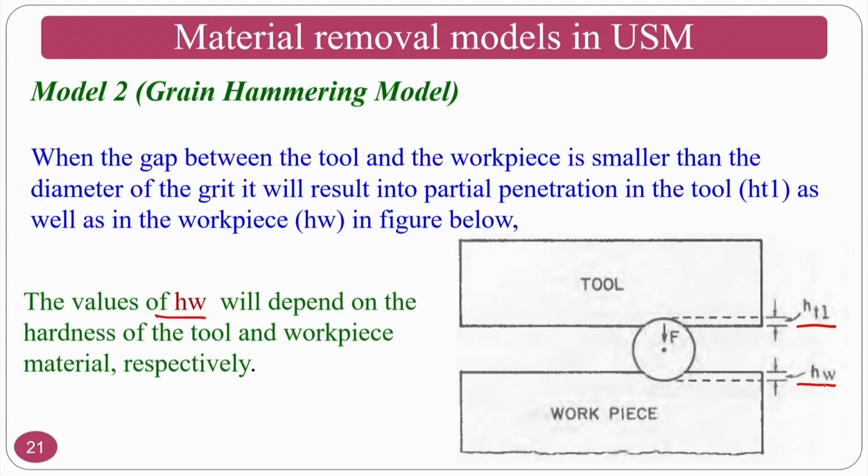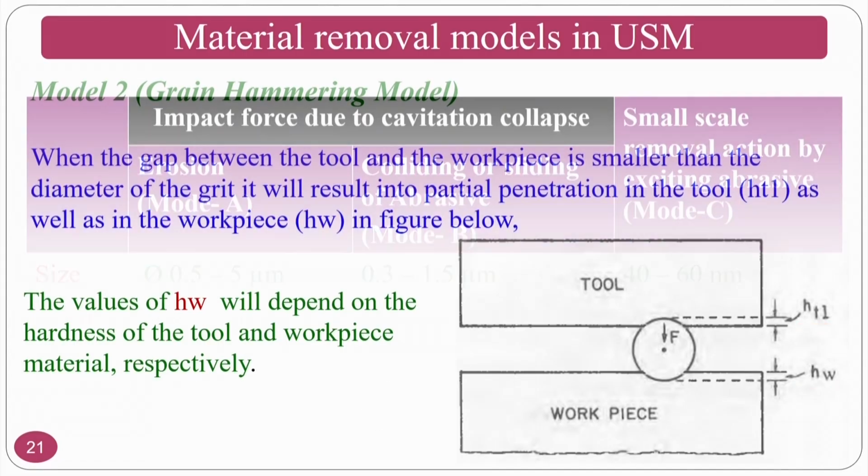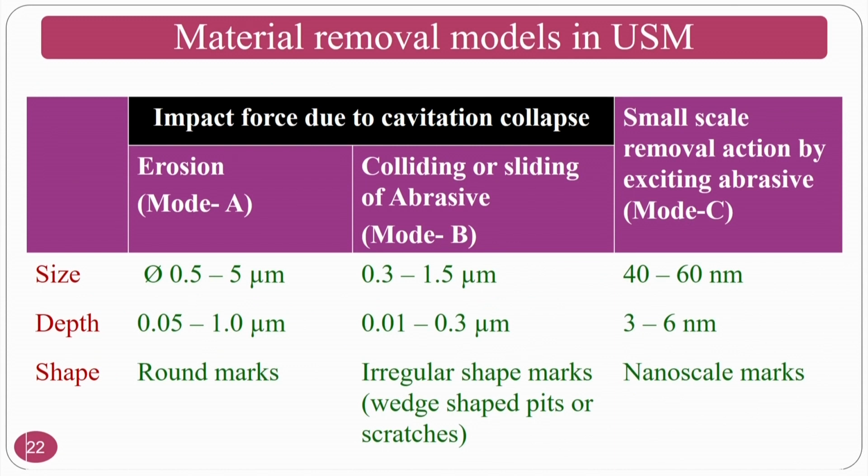What we want is not into the tool, what we want is HW, that is how much is penetrating inside the workpiece material to make the required shape. This indentation of HW will always be a function of the workpiece material mostly and partially the tool material also. We have seen three modes of material removal, that is erosion, colliding and sliding action of the abrasive particles, and small scale removal by the exciting of this one.